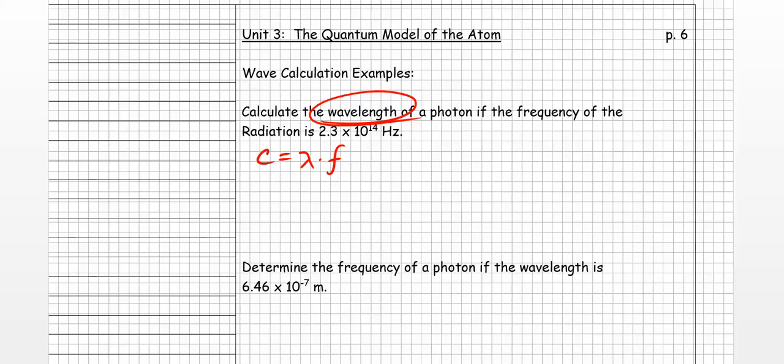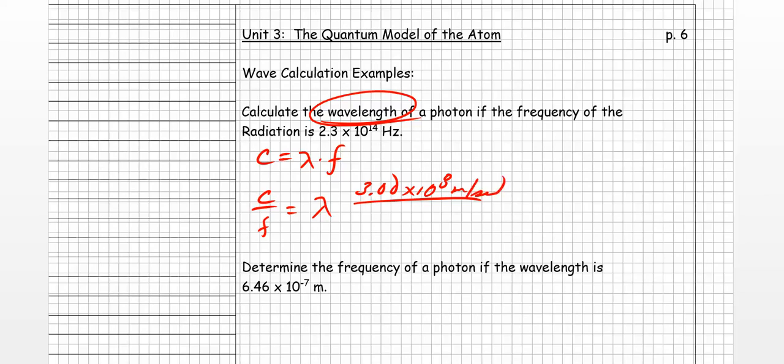So what I'm going to do is isolate what I'm looking for. I'm going to divide both sides by frequency, and I get speed of light divided by the frequency is equal to the wavelength, just like that, right? So I know that the speed of light is this number, 3.00 times 10 to the 8th meters per second.